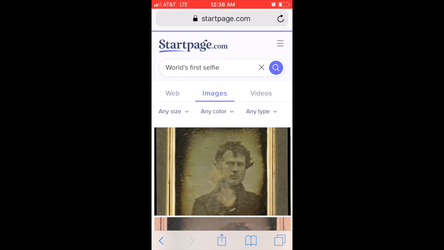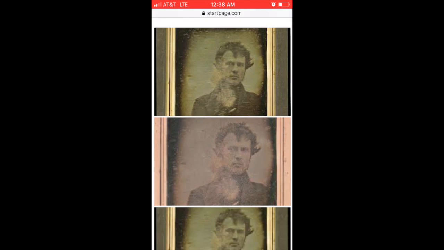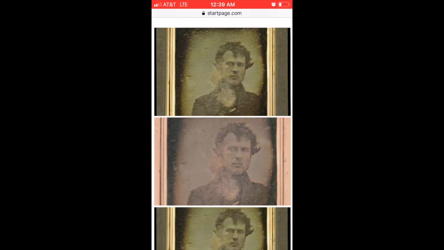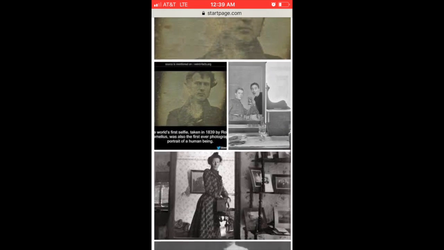And let's have a look at that. Here, if you punch in the words "world's first selfie," you'll come up with this photo. And this, I think, really looks like me. Especially the expression and the thought being had, which is shaping the eyes and the face. And this guy is really excited, but trying not to act excited, because he's not sure if there is cause for celebration yet. And why is that? Because he is said to have taken the world's first selfie. The world's first selfie, taken in 1839 by Robert Cornelius. It was also the first ever photographic portrait of a human being.